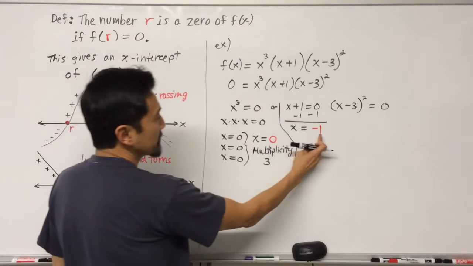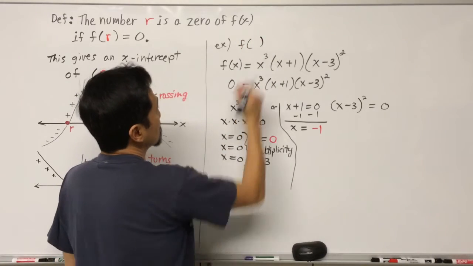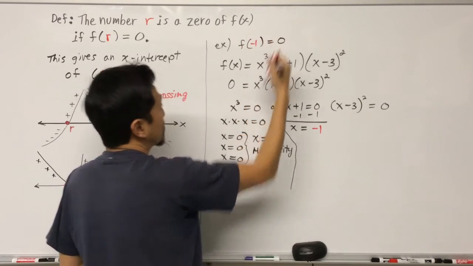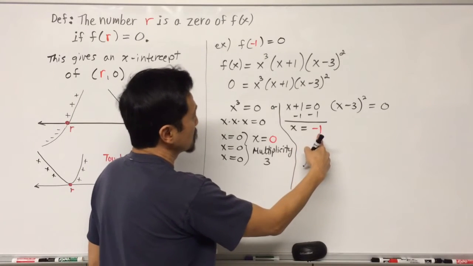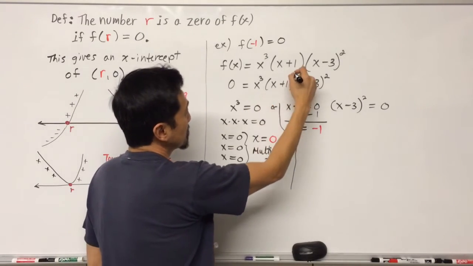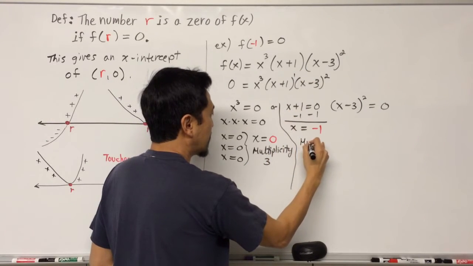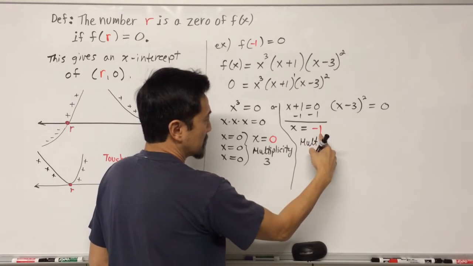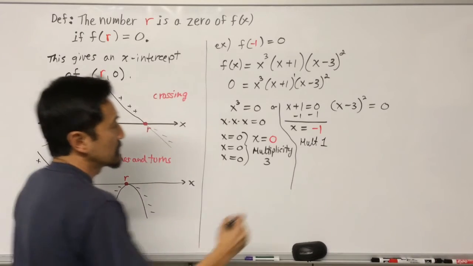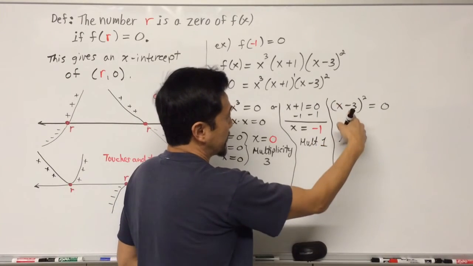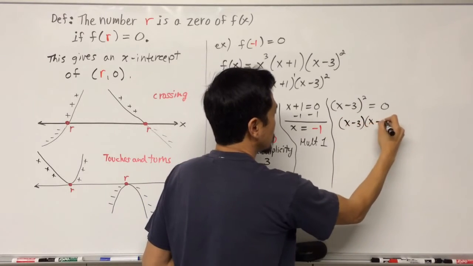Okay, if I were to plug in -1 into my function, I would get an output of 0. It is a solution to this equation, but because there's only one factor of x plus 1, we would now say that that 0 of -1 has a multiplicity of 1. And then lastly, that x minus 3 quantity squared, there are 2 factors of it.